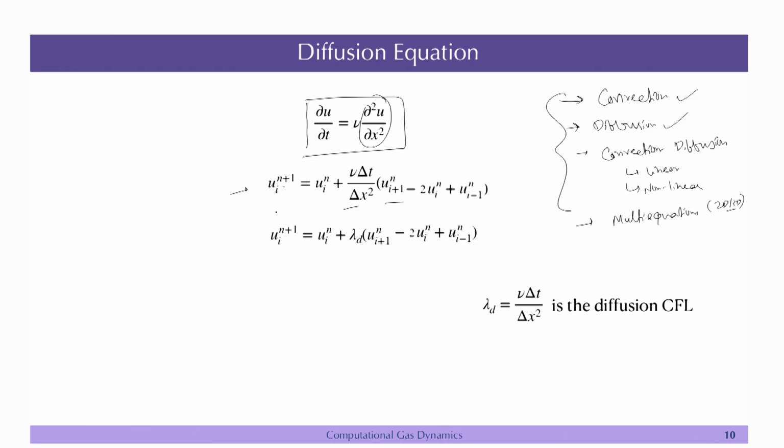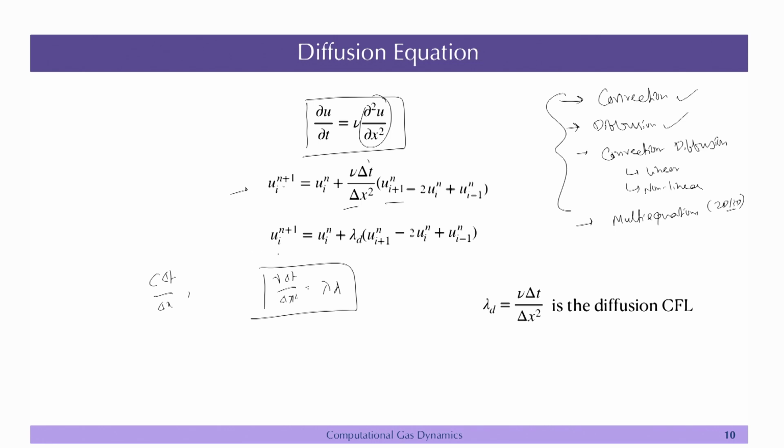So, if you rearrange it, it will become like this, right. So finally, just like we had this convection CFL number, which was C delta t by del x, we will define another number, which is nu delta t by del x square, and we call that lambda d. So, this we will name as the diffusive CFL or diffusion CFL, right.